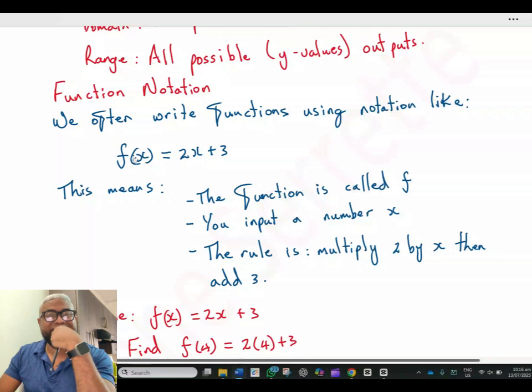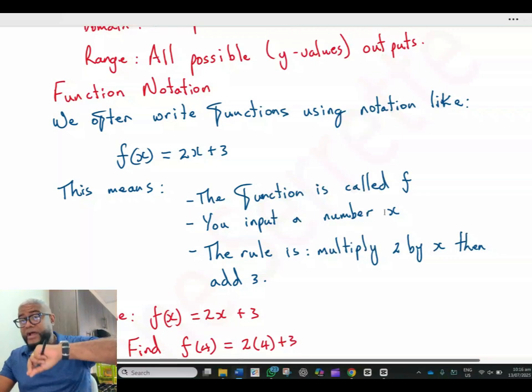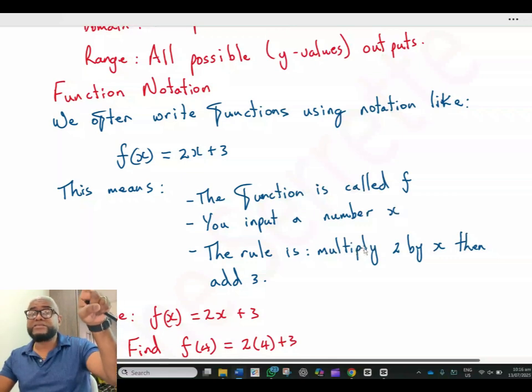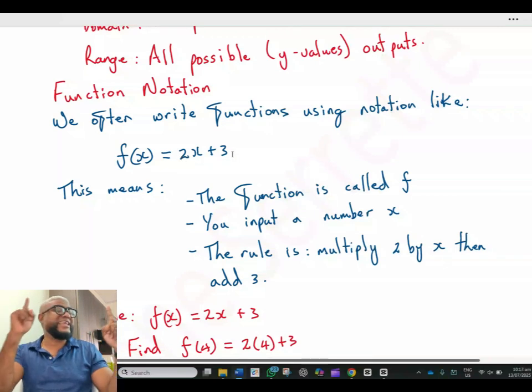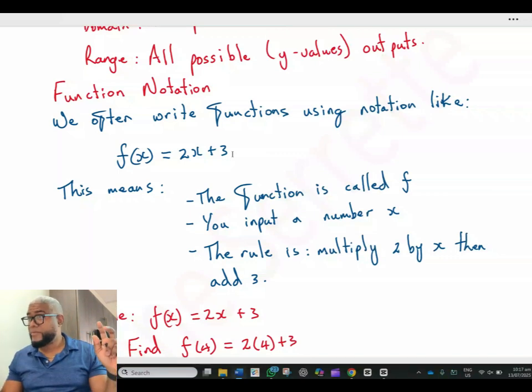Right, nice. So f of x is equal to 2x plus 3. This means that the function is called f. You input a number x, whatever that number is, which the question will give us. The rule is you're going to multiply 2 by x, and then add 3. It's like an expression that defines the rule. Cool?